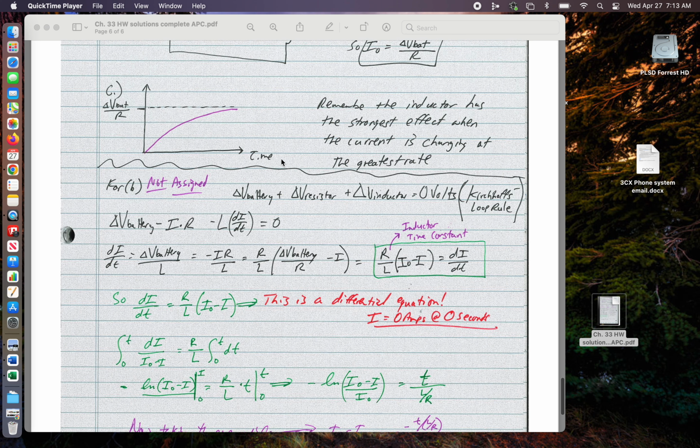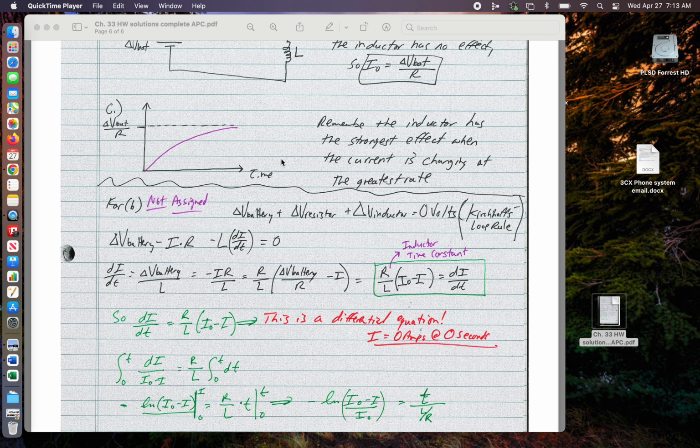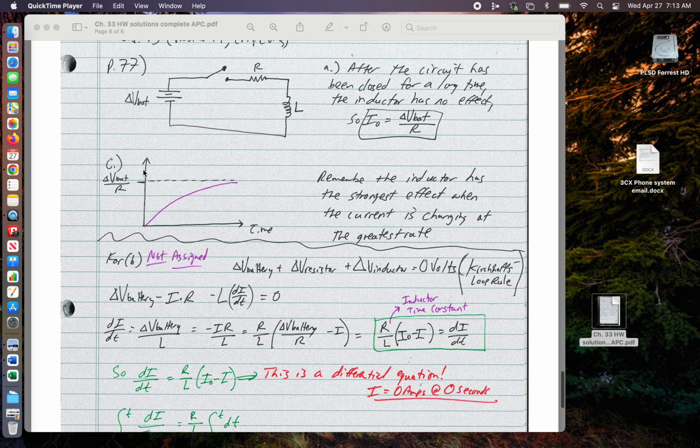For letter C down here, it was asking to sketch a current versus time graph from t equals 0 until the current is no longer changing. So you would think if there was no inductor, this would immediately shoot up to V battery over R. But the inductor has a greater opposition initially because the rate of current is changing more rapidly. So we level off and asymptotically go up here to our steady value.